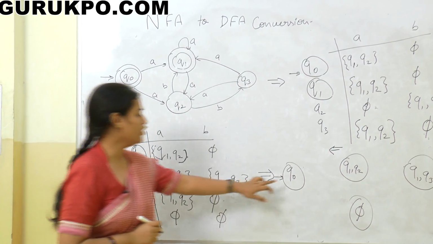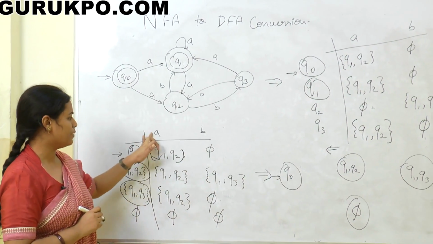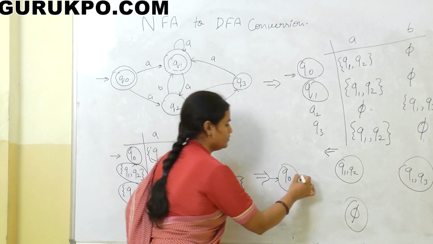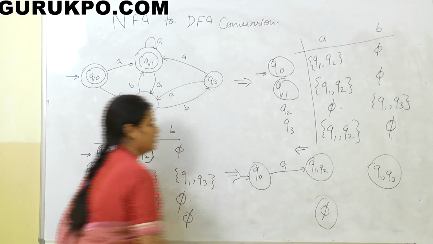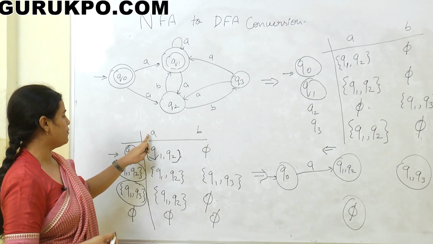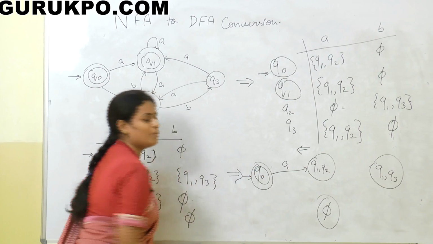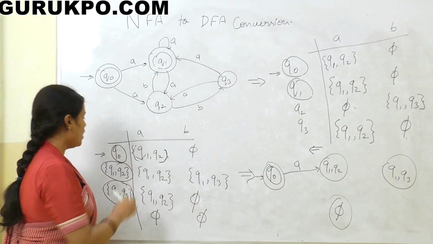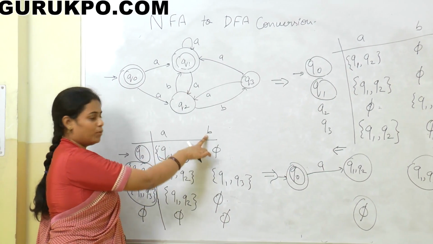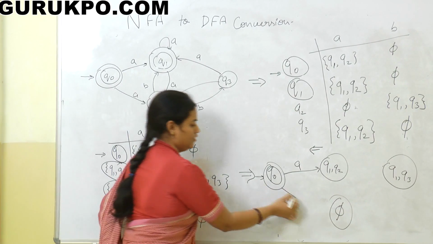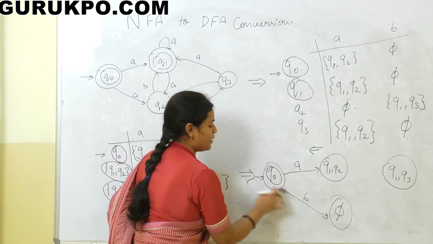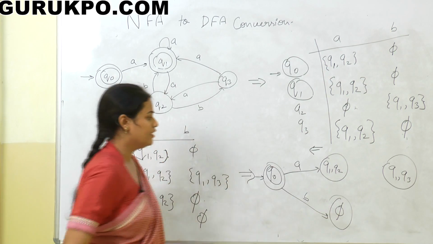Now at Q0, when I am giving A input, I am getting Q1, Q2. Q0 is also a final state, you have to mention it as a final state. Now at Q0, when I am giving B input, I am getting null. At Q0, when I am applying input B, I will reach the state null.